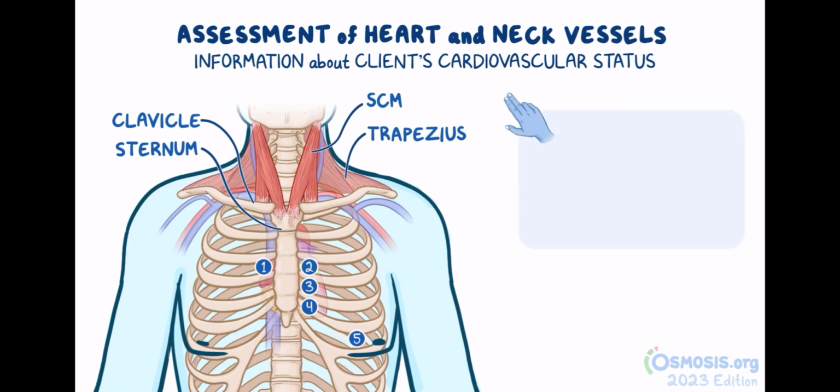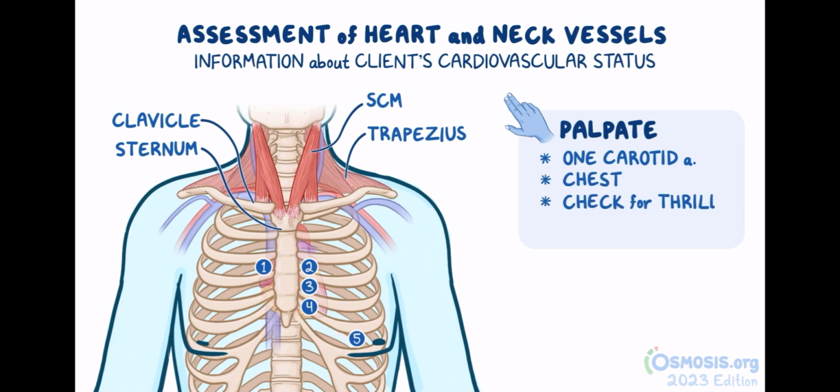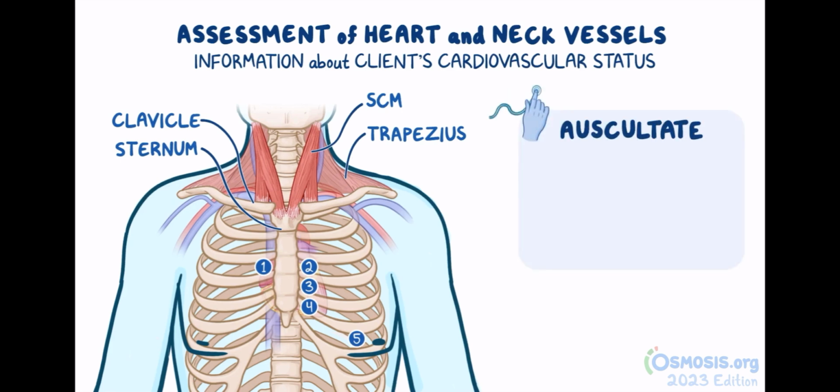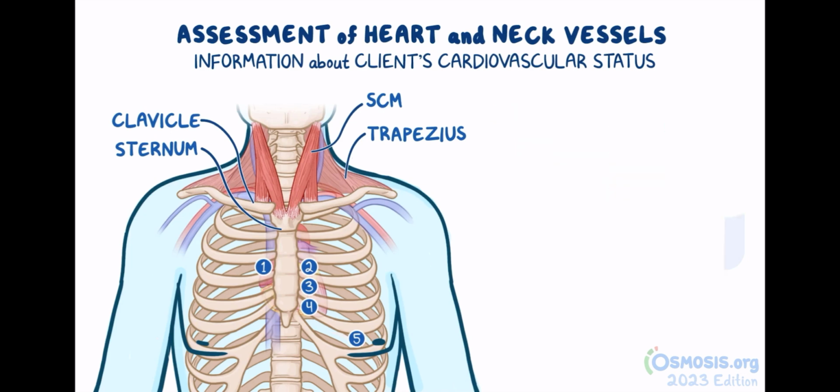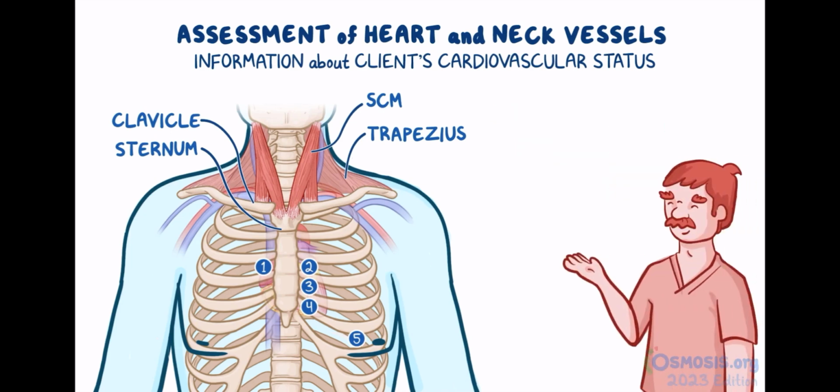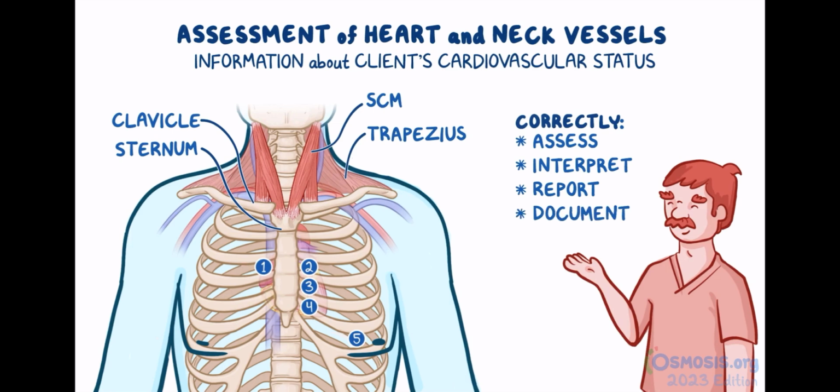Next, for palpation, palpate one carotid artery at a time, palpate the chest and check for thrills, and feel for the apical pulse at the PMI. Finally, auscultate the carotid arteries as well as the heart sounds, including the aortic, pulmonic, Erb's point, tricuspid, and mitral valves. As the nurse, it's your responsibility to correctly assess, interpret, report, and document your assessment findings.